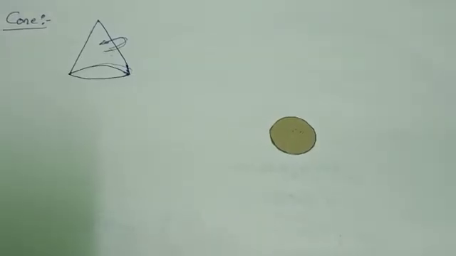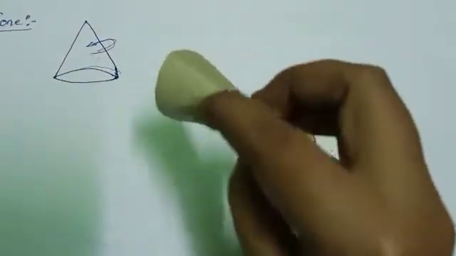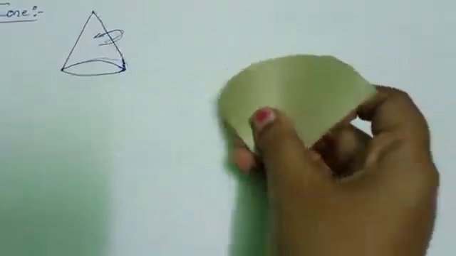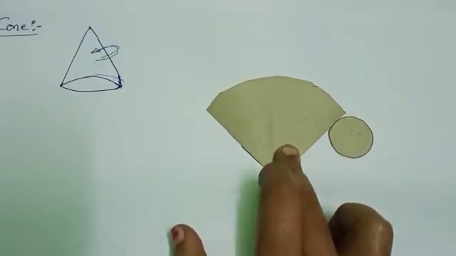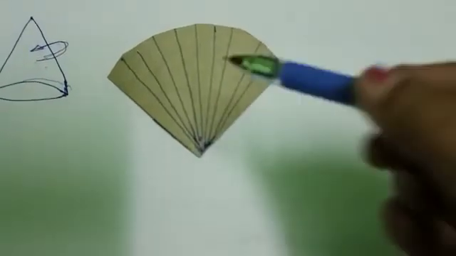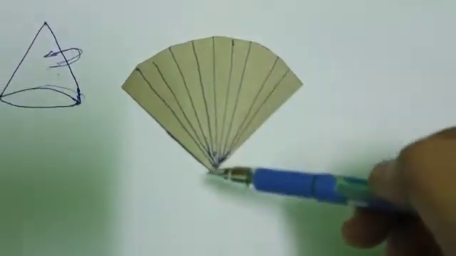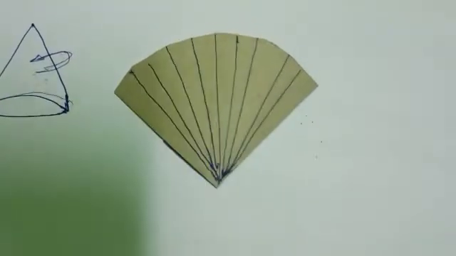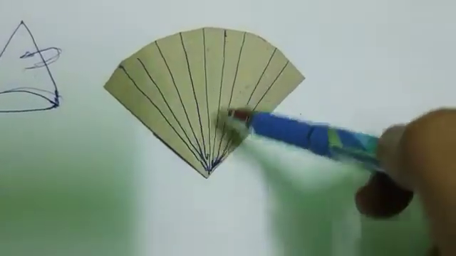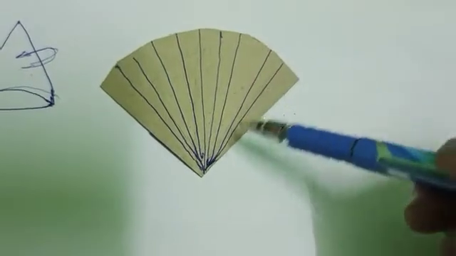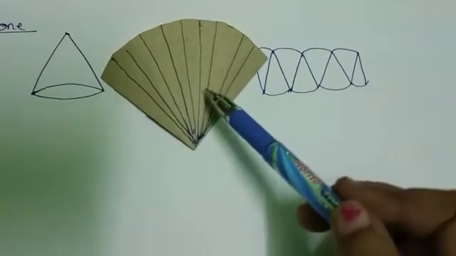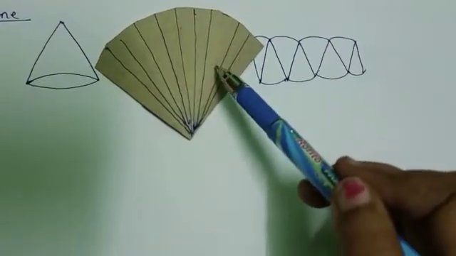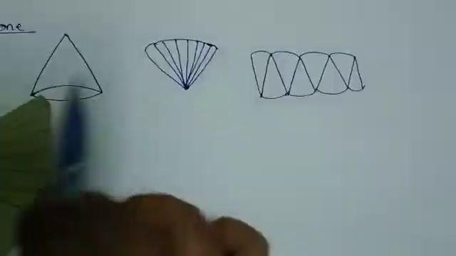What is the curved surface area of cone? This is the curved surface. Open it. See, this looks like a sector. This sector is divided into small parts. Okay. See, the small parts are arranged in this manner.